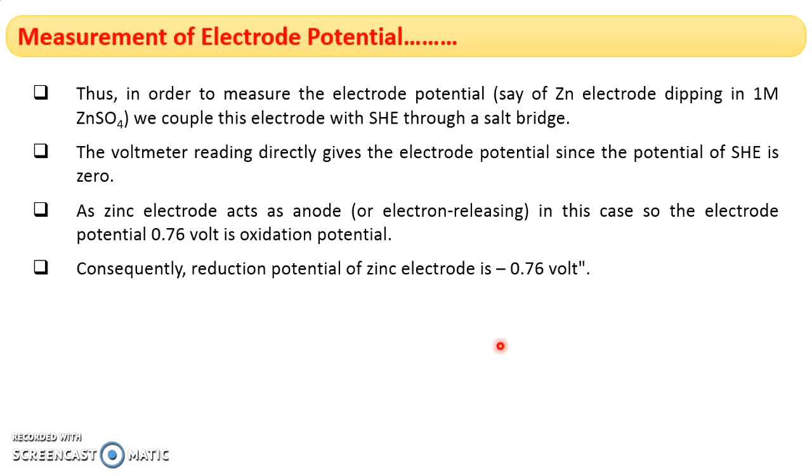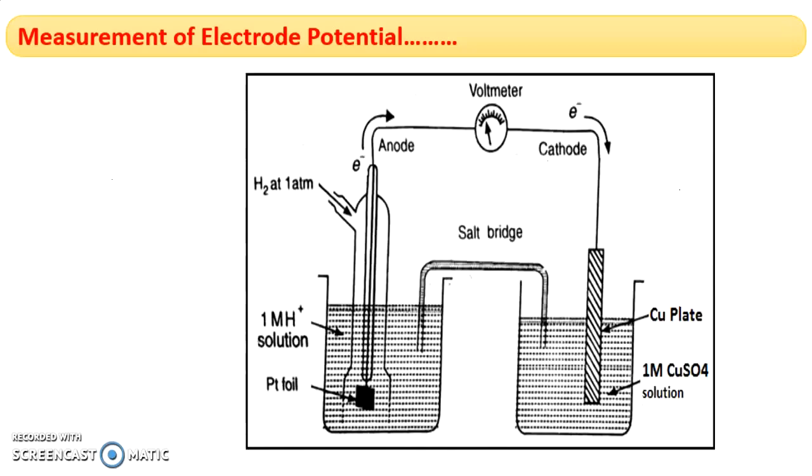Now we will take another example. In the previous example we have taken zinc electrode. Now we will take copper electrode. This is a copper plate dipped in copper sulfate solution, connected to the reference electrode, the standard hydrogen electrode, and we have a voltmeter also connected. If we compare the standard hydrogen electrode and the copper electrode, the standard hydrogen electrode has higher reactivity compared to the copper electrode. So oxidation occurs at the standard hydrogen electrode, and at the copper electrode reduction occurs.